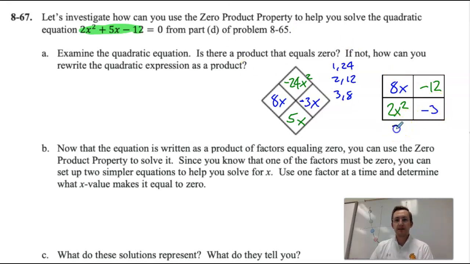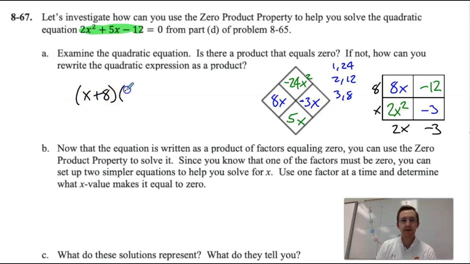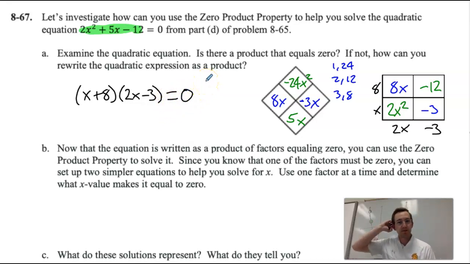So I'm going to say this is going to be 2x, this is going to be x, this is going to be 8, and this is going to be negative 3. So if we rewrite this as a product, now we've got x plus 8 times 2x minus 3 is equal to 0. So now that we have it written as a product, and the product equals 0.